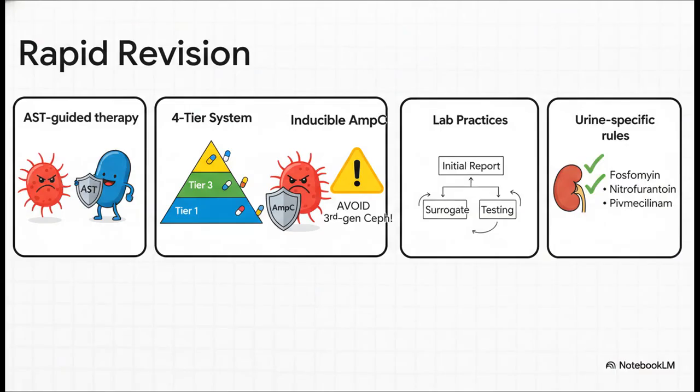So, for a rapid-fire revision, here are the absolute key takeaways. 1. Enterobacterales are major pathogens, and AST-guided therapy is essential. 2. The 4-tier system is our framework for stewardship. 3. Inducible AmpC is a critical warning. Avoid third-gen cephalosporins in those key genera. 4. Cascade reporting and surrogate testing are key lab strategies. And 5. Those urine-specific rules for cefazolin, nitrofurantoin, and fosfomycin, they are mandatory.